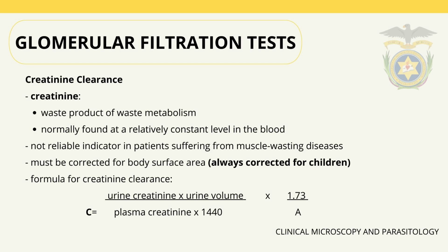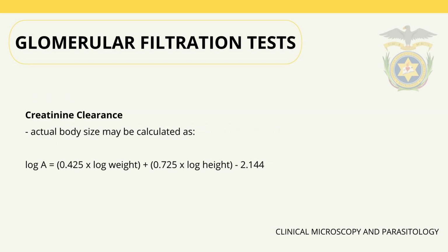The formula for creatinine clearance is as follows. Urine creatinine multiplied by urine volume over plasma creatinine multiplied by 1,440. Everything then is multiplied by 1.73 all over A, being the actual body size. The actual body size may be calculated as log A is equivalent to 0.425 multiplied by log weight plus 0.725 multiplied by log height minus 2.144.